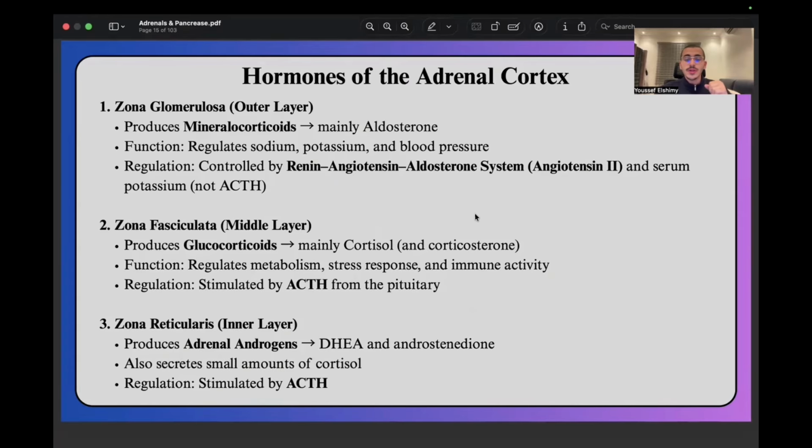Then we have the innermost layer of the cortex, which is the zona reticularis. It produces adrenal androgens, DHEA and androstenedione. Also, sometimes it secretes a small amount of cortisol. Okay, and how is it regulated? It's regulated by ACTH as well. So fasciculata and reticularis are regulated by ACTH, and zona glomerulosa is mainly regulated by the renin-angiotensin-aldosterone system.